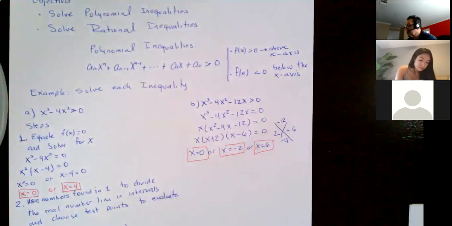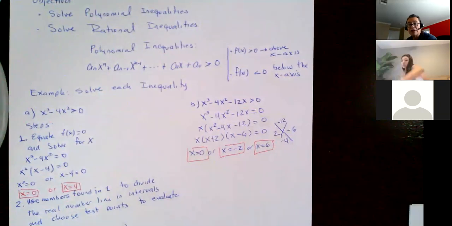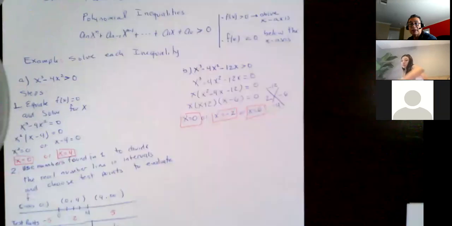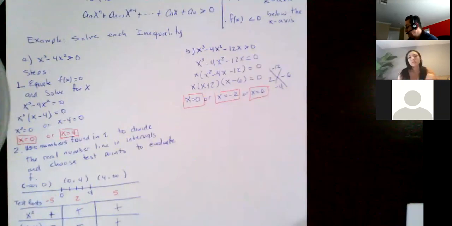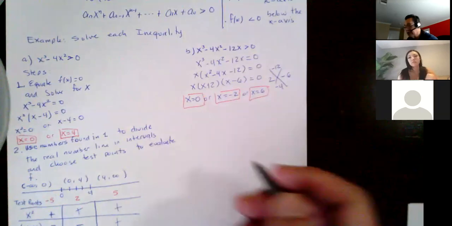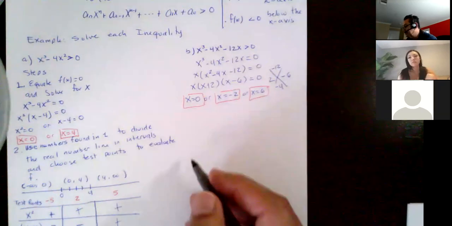Those are the three values that we're going to use on the number line. So it would be from negative infinity to 0. Pretty good. I'm going to do it right here, okay?